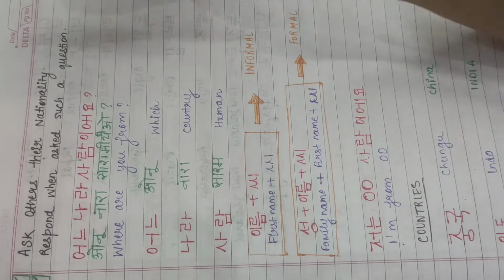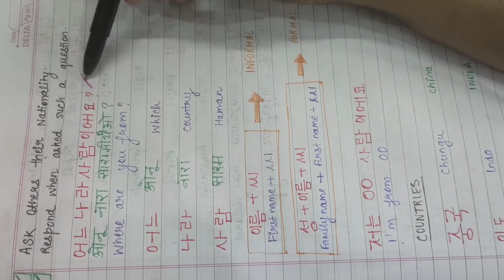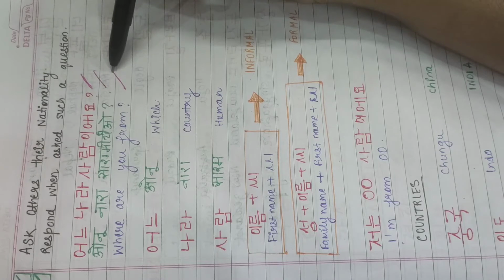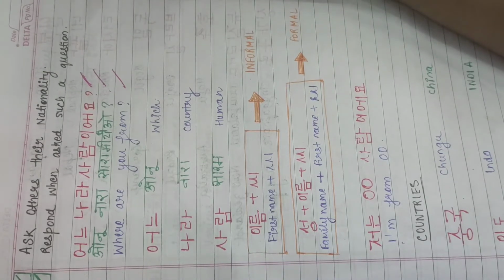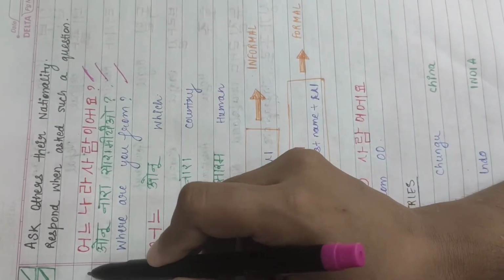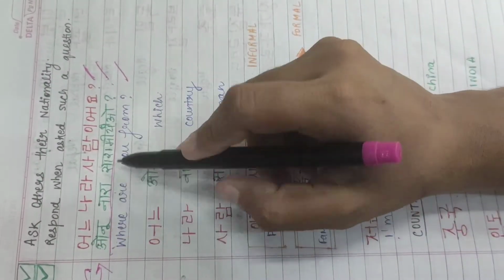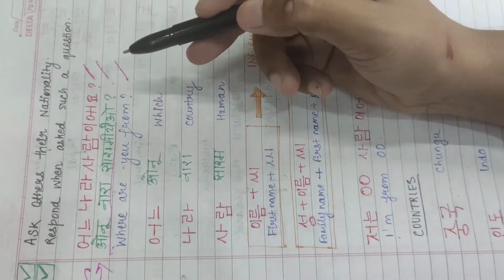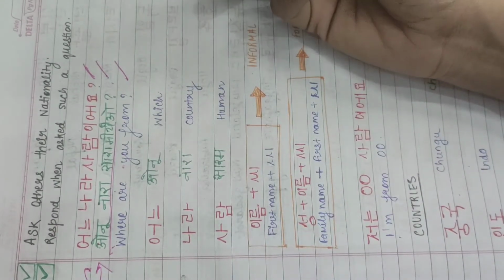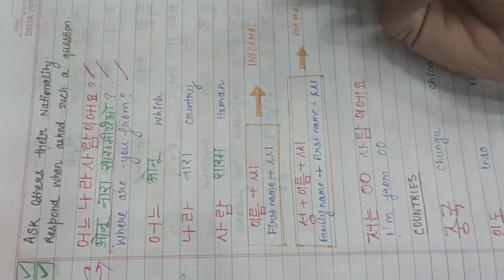As you can see here, I have made the notes in Korean, in Hindi and in English to understand. It's very easy to guess the pronunciation of the words when we write it in Hindi. Onu nara saramiyeo. Where are you from? You can learn it like this. It's so easy. Like Onu, Nara, Saram.